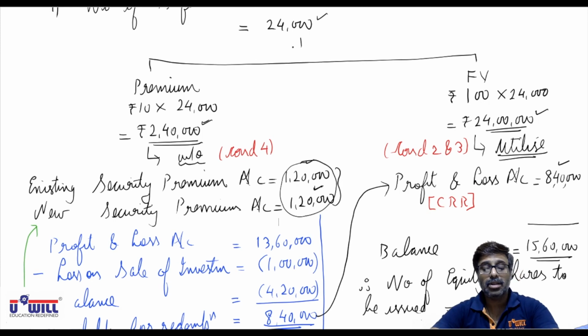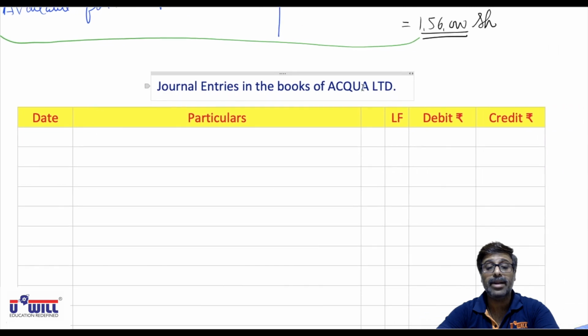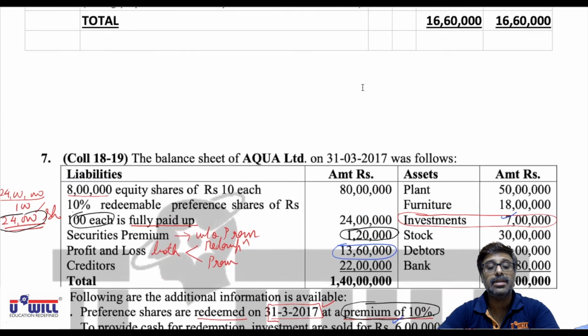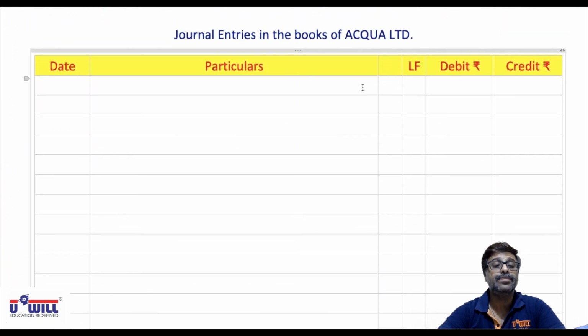Again, I suggest you all can pause the video, make the format of journal entries in the books of Aqua Limited, and you all can try these journal entries entirely on your own first, and then you can play the video and verify whether you got it correct or not. All of you can pause the video and try these entries on your own.